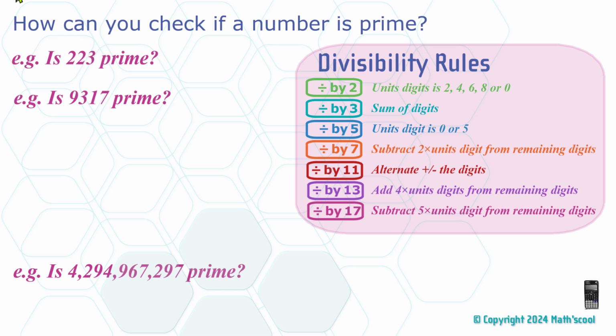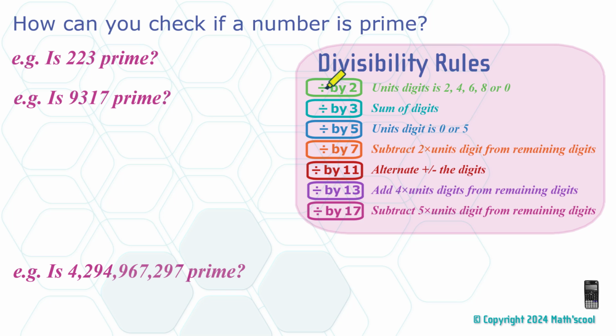So I said we'd review prime numbers. How can you check if a number is prime? Well, a prime number has no factors other than 1 and itself. So to check to see if a number is prime, you've got to check to see if any other numbers go into it. So we need to use these divisibility rules.